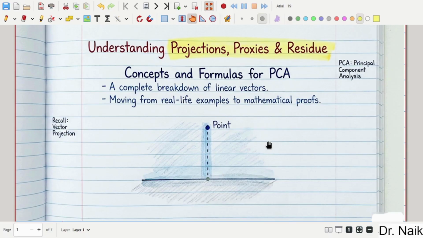Today we are going to learn projections, proxies and residue in more detail. We are going to use these concepts in PCA. PCA means Principal Component Analysis.